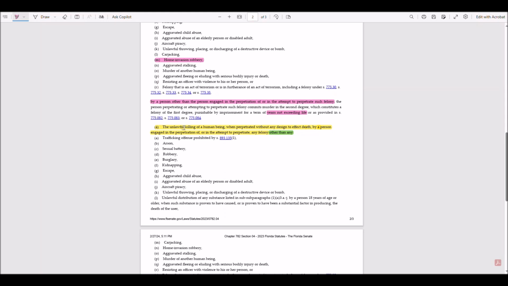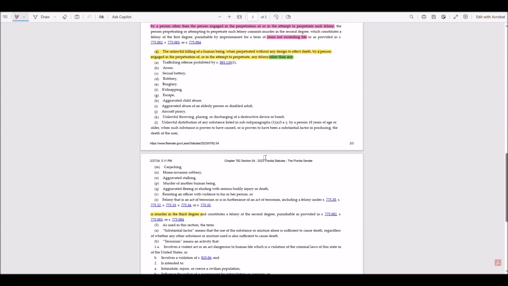Third degree murder is the unlawful killing of a human being when perpetrated without any plan. In other words, you didn't plan for it, somebody died. And notice the felonies are the same, similar? Well, it says any felonies other than the same ones is third degree murder. So I hope that clears up what first degree murder, second degree murder, and third degree murder is.